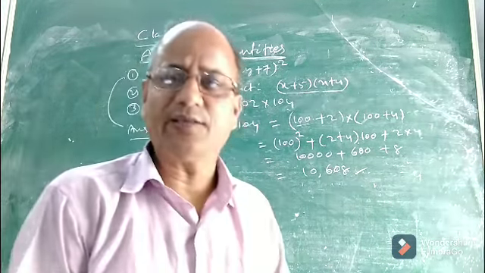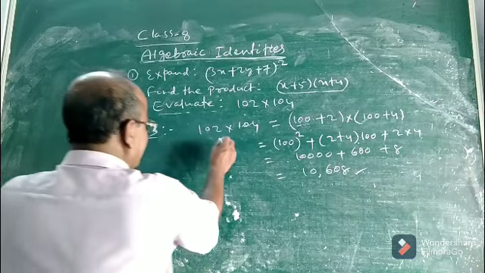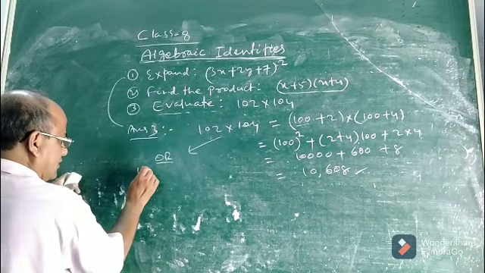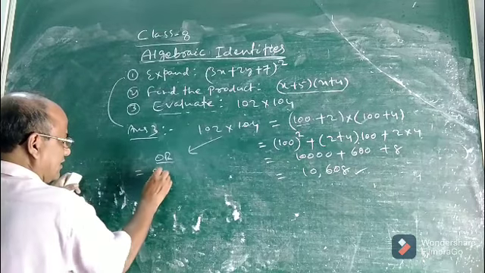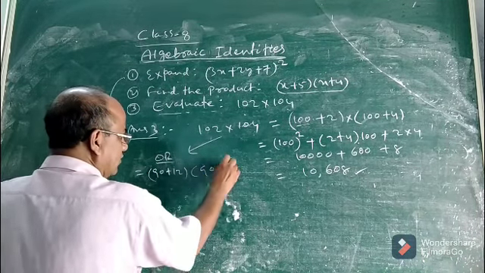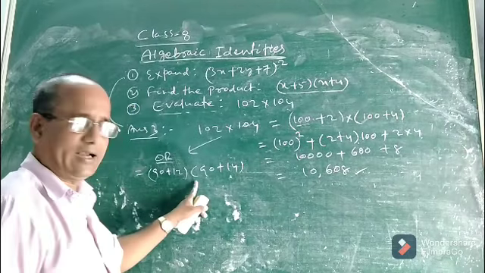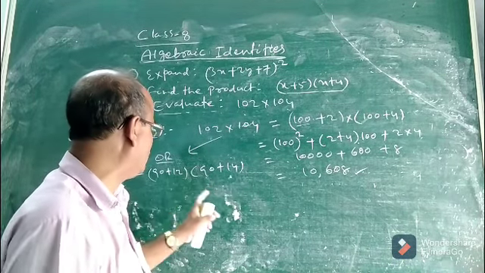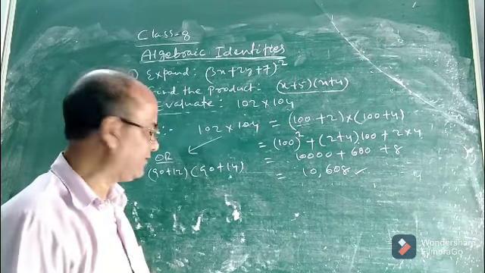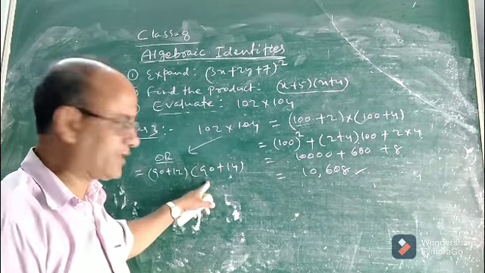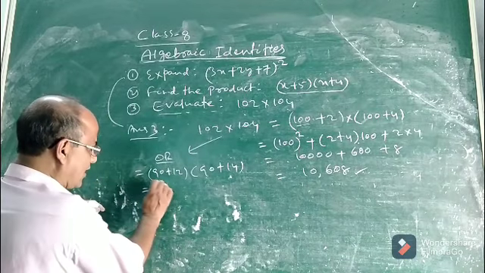Now the point is, children, what is the other way? Instead of doing it this way, suppose I break 102 as 90 plus 12 and 104 as 90 plus 14. Look: (90 plus 12) into (90 plus 14). Yes, you can write this because 90 plus 12 is 102 and 90 plus 14 is 104. Now what will be the problem that I am going to discuss?